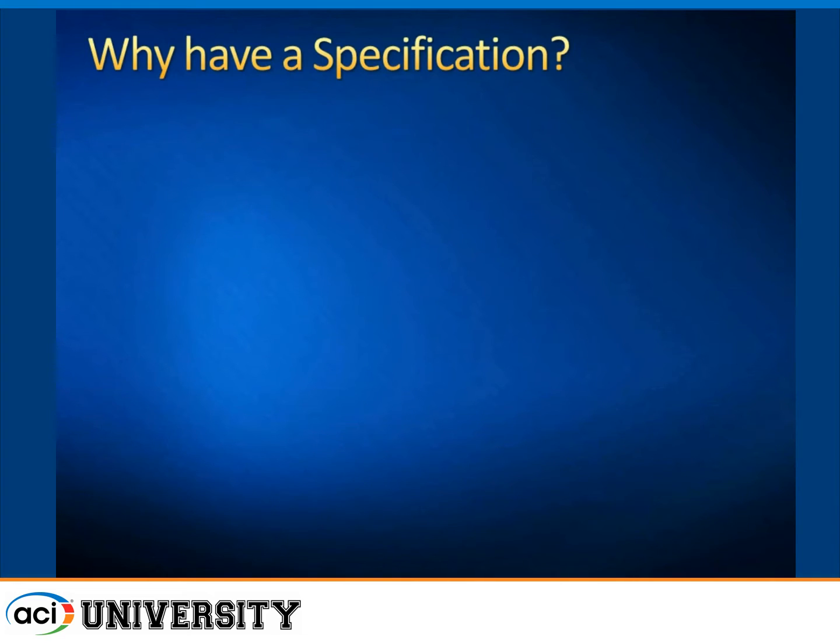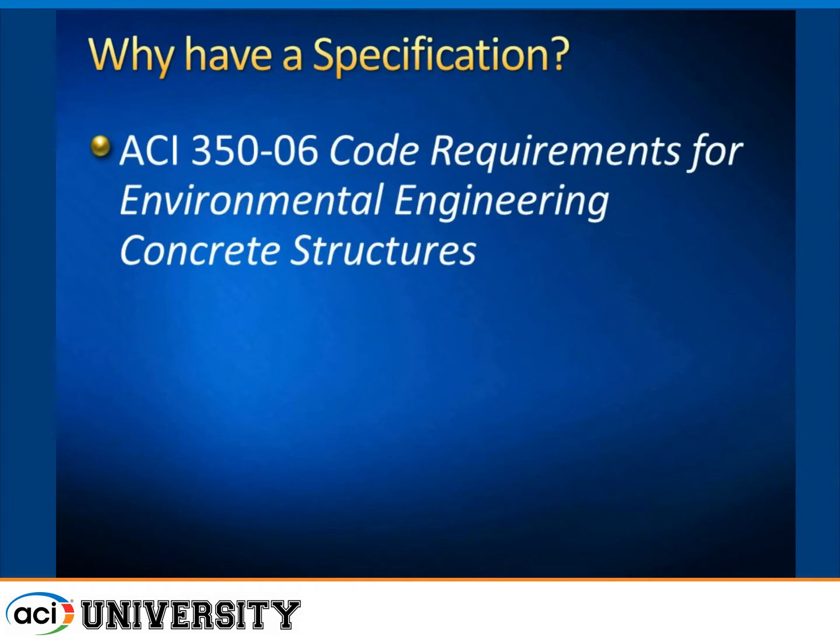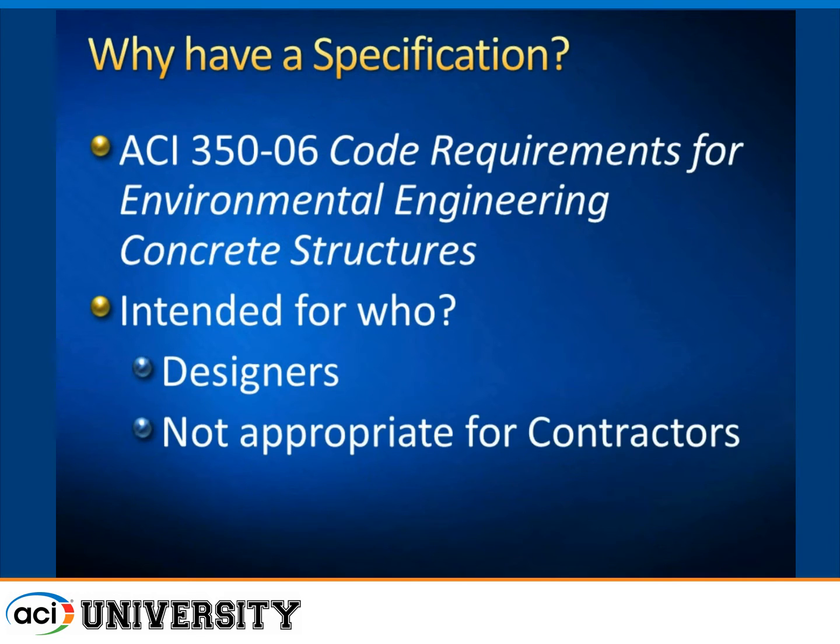Why have a specification? Well, the code is a code. It's a code that's made for the designer. And it's not appropriate for contractors. Though I have to admit, I do see engineers who put into their specification that the contractor needs to meet the requirements of 318. Contractors aren't designers. There are some construction provisions in 318, but mostly the document is based for the designers. And that's where we came when we developed our code 350-06.